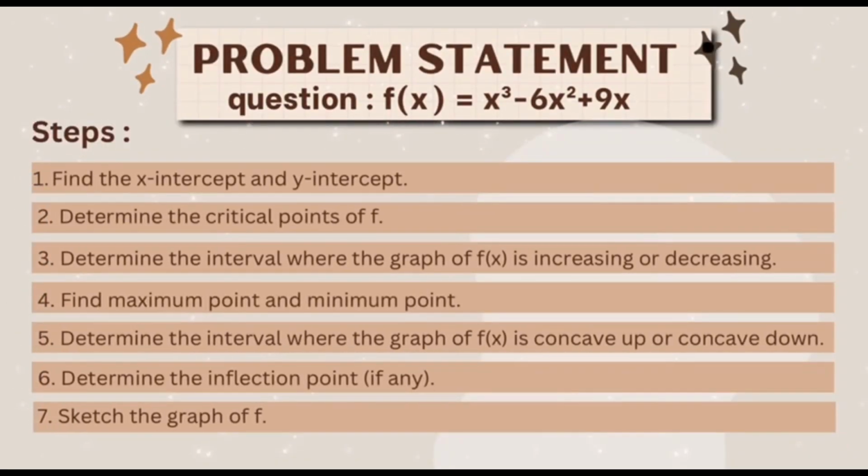Problem statement. The question: f(x) equals x cubed minus 6x squared plus 9x. These are the steps: 1. Find the x-intercept and y-intercept. 2. Determine the critical points of f. 3. Determine the interval where the graph of f(x) is increasing or decreasing. 4. Find the maximum point and minimum point. 5. Determine the interval where the graph of f(x) is concave up or concave down. 6. Determine the inflection point, if any. 7. Sketch the graph of f.